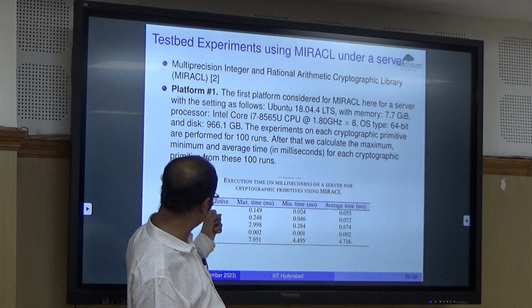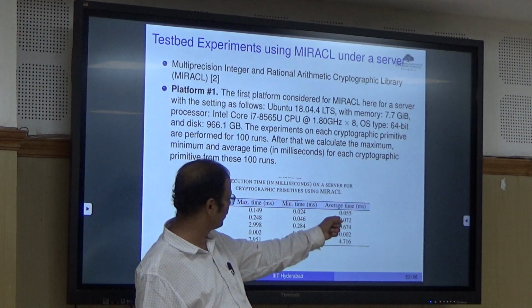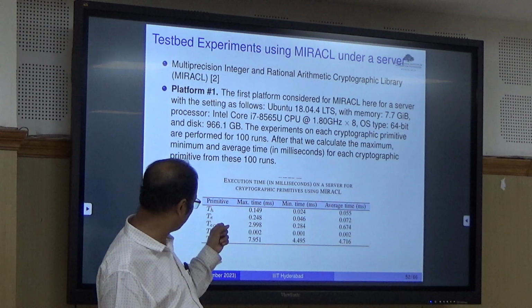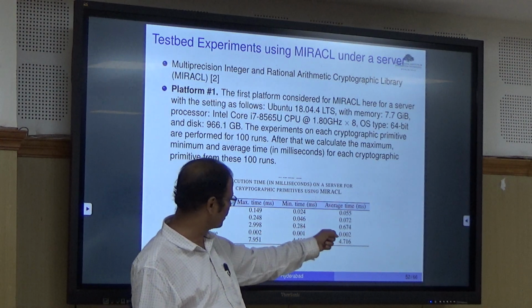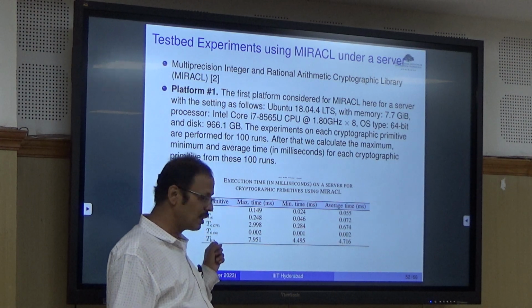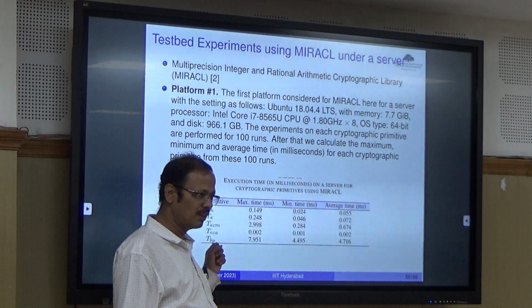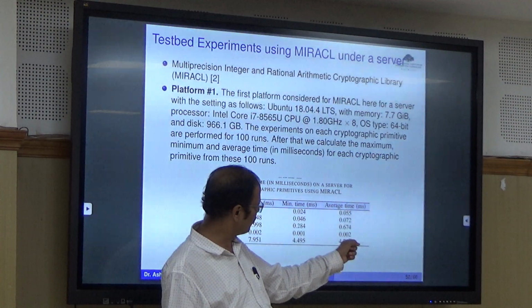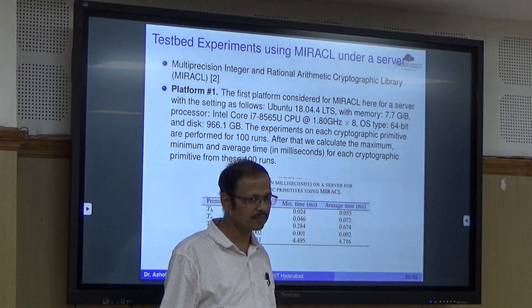Now, if you look, the hash function is very efficient, because it takes 0.055 milliseconds, and elliptic curve point multiplication is costly, and the most costly one is the bilinear pairing. It is very, very costly. It requires 4.16 milliseconds.